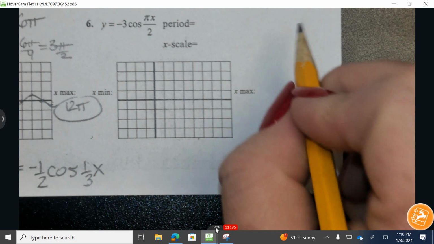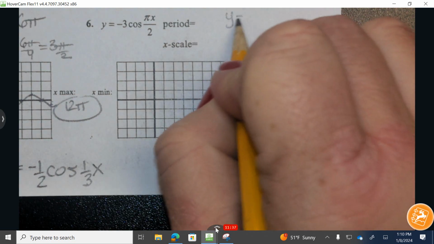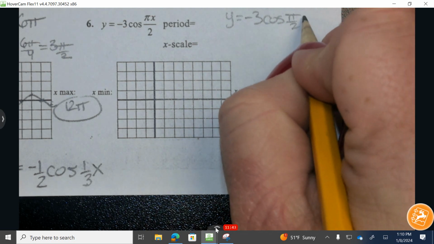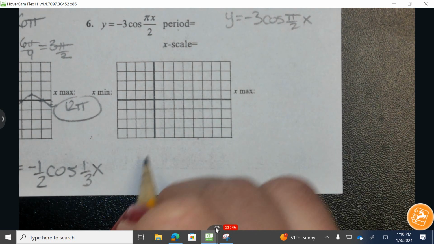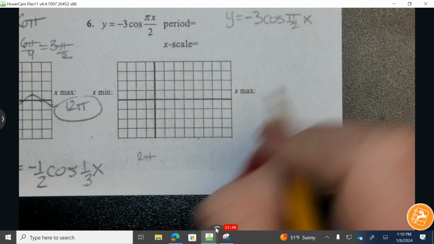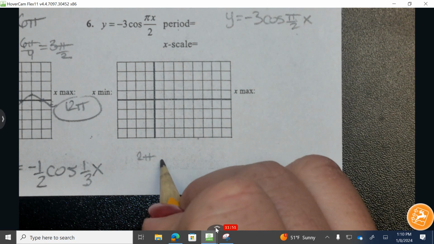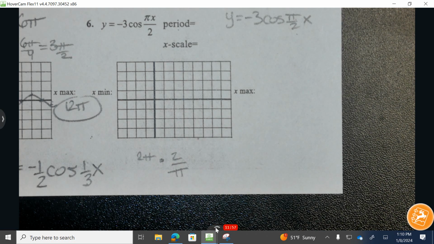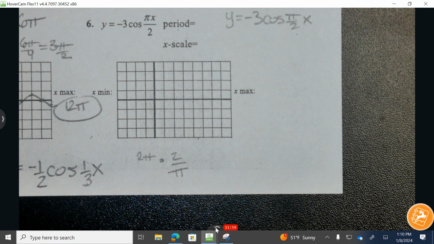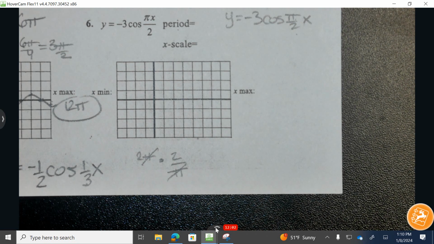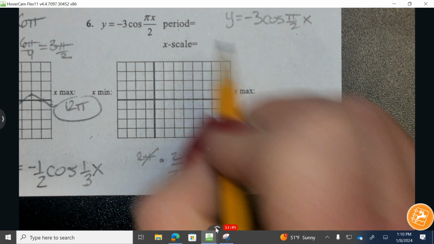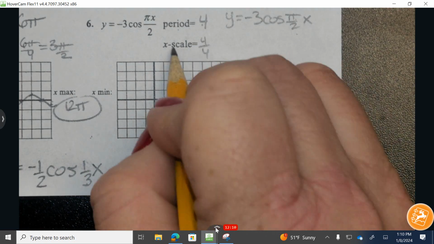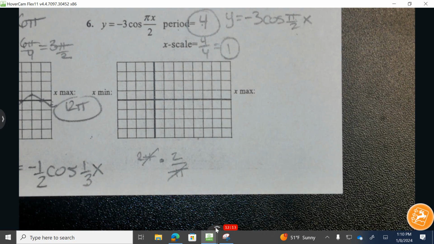Okay, number 6. I'm going to rewrite this as y equals negative 3 times the cosine of pi over 2x. To identify the period length, I'm going to take 2 pi and divide it by pi over 2. When you divide with a fraction, you multiply by the reciprocal. So I end up with 2 pi times 2 over pi. Well, the pi's, you may want to say cancel, but really they're reduced down to 1, and we get 2 times 2 is 4. So the period length is 4, and we divide 4 by 4, we get an x scale of 1. All right.